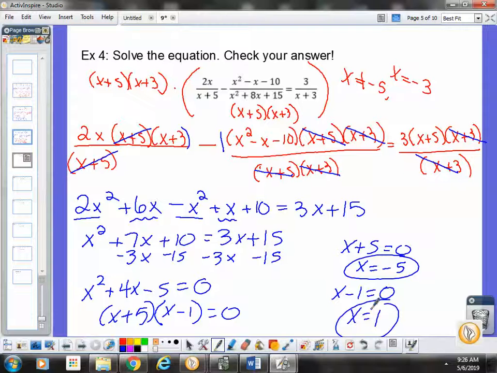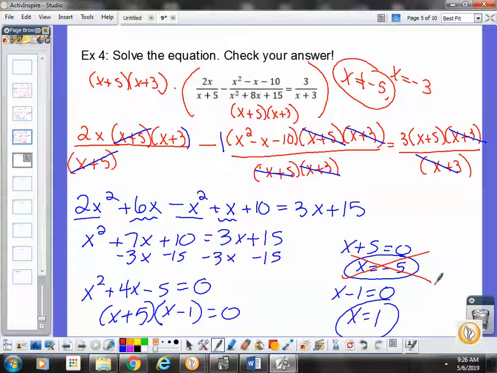At the very beginning, remember we said that x could not equal negative 5. You see that? One of our answers appeared to be negative 5. We can't use it. It cannot be one of our answers. Please put an x over the top of x equals negative 5. Now x equals 1 is okay. It's allowed, right? As long as it's not negative 5 or negative 3. So x equals 1 is our only answer there.